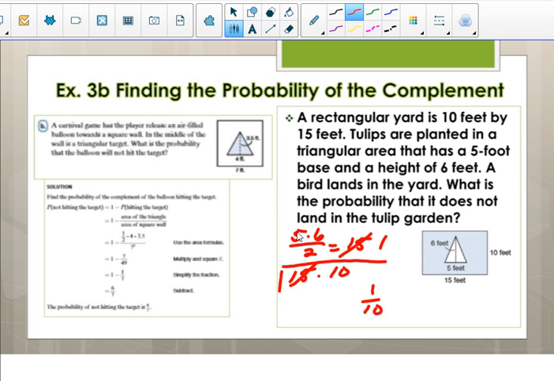So now I just take my 1 and I subtract 1/10 from it. That will give me a probability of 9 out of 10. If you put it as a decimal, this would be 0.9. Either way, a fraction or a decimal will work.